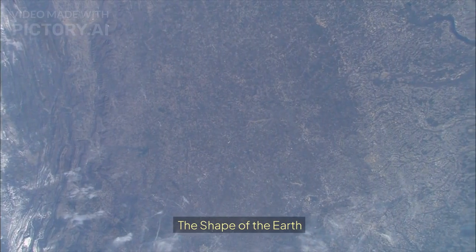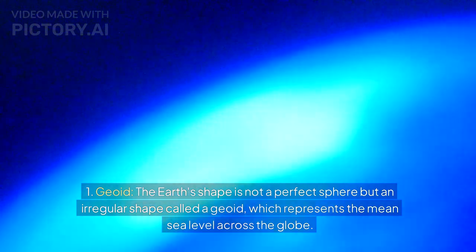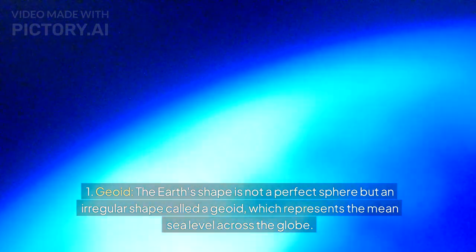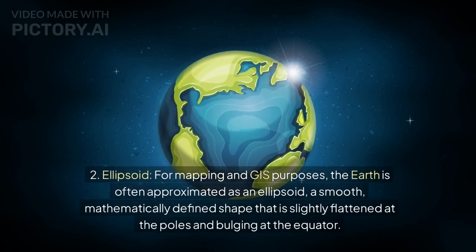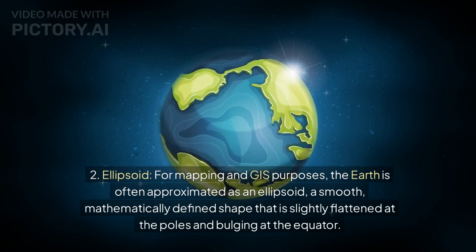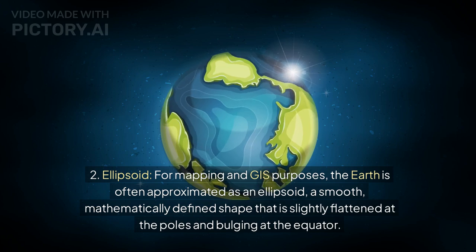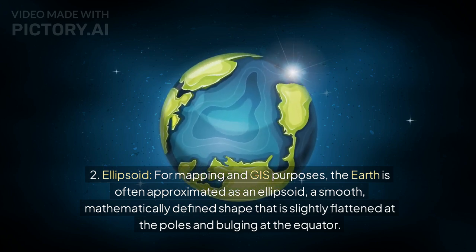The shape of the Earth. 1. Geoid. The Earth's shape is not a perfect sphere but an irregular shape called a geoid, which represents the mean sea level across the globe. 2. Ellipsoid. For mapping and GIS purposes, the Earth is often approximated as an ellipsoid, a smooth, mathematically defined shape that is slightly flattened at the poles and bulging at the equator.